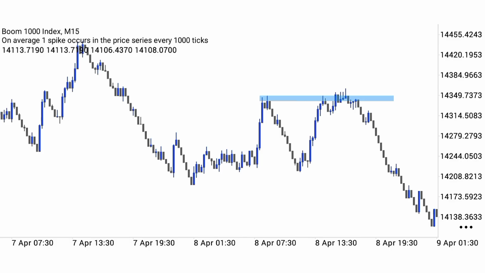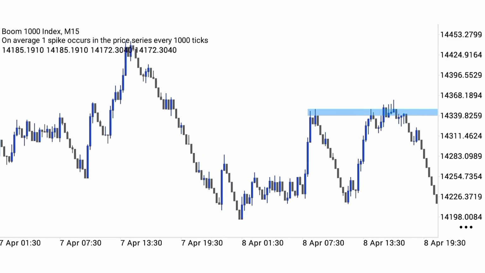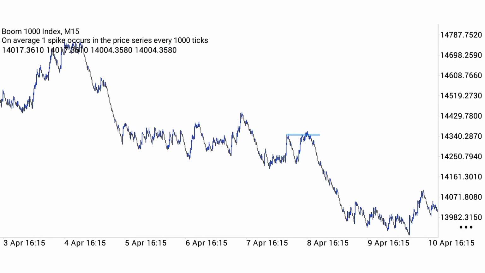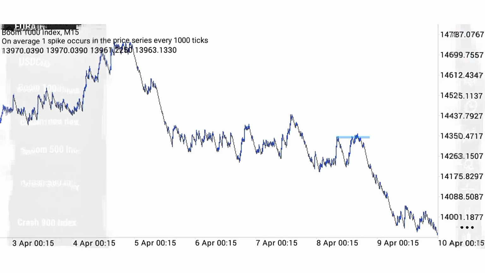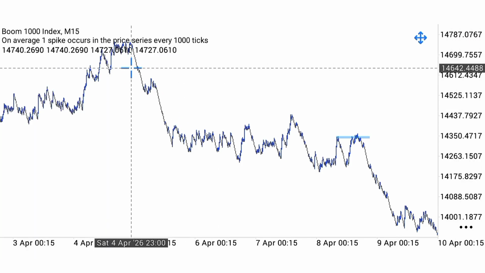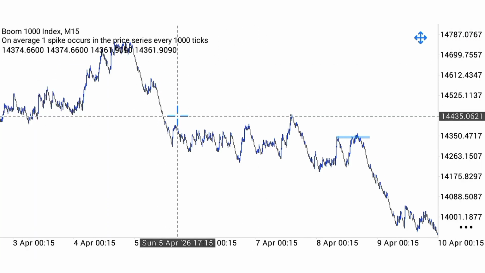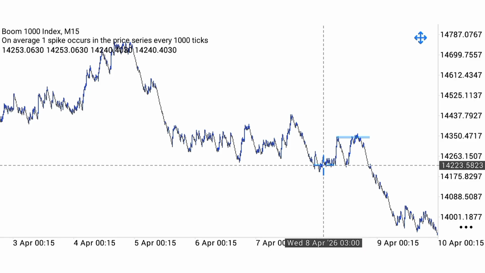Now, before we can trade a trading strategy, like I always tell you guys, the first thing is to get the main movements of the market. So if you are a trader, your first goal is to know if this market is moving in an uptrend or in a downtrend. Like for example, here we are in a downtrend on boom indices.